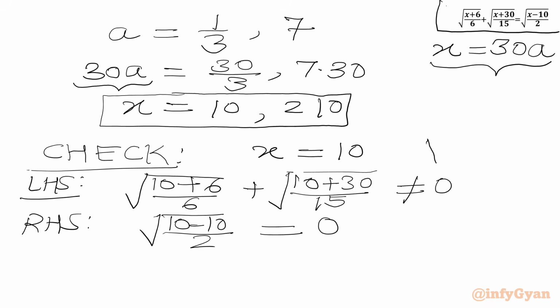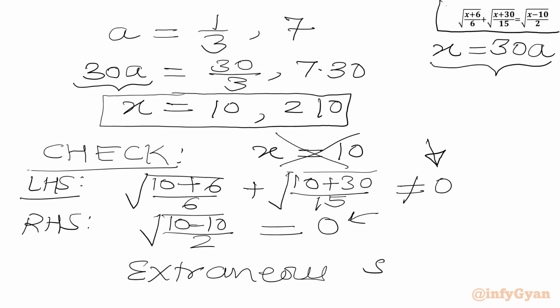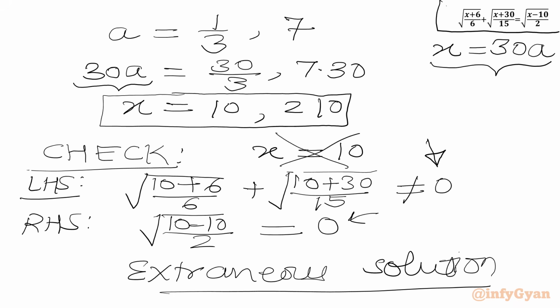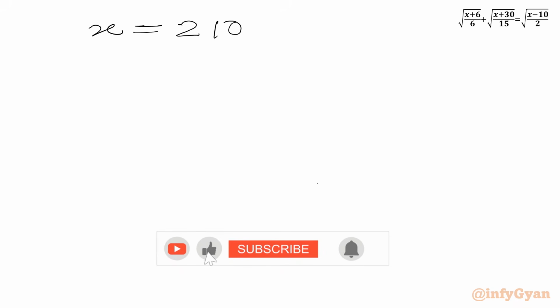In LHS we have a non-zero number, or better to say one positive number, and in RHS we have 0. So x equal to 10 would be an extraneous solution. We won't accept x equal to 10 as a solution of our equation. So x equal to 10 would be rejected. Now we will check x equal to 210. So I will write here x equal to 210.